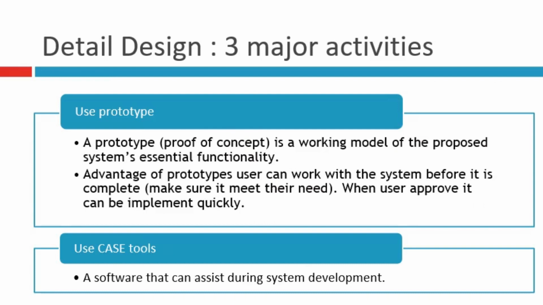Detailed design, there are three major activities. Use prototype and use case tools. What is prototype? Prototype, also known as proof of concept, which is a working model of the proposed system essential functionality. So this is not a completed system yet, but it is a system that works with the requirement proposed in the system.